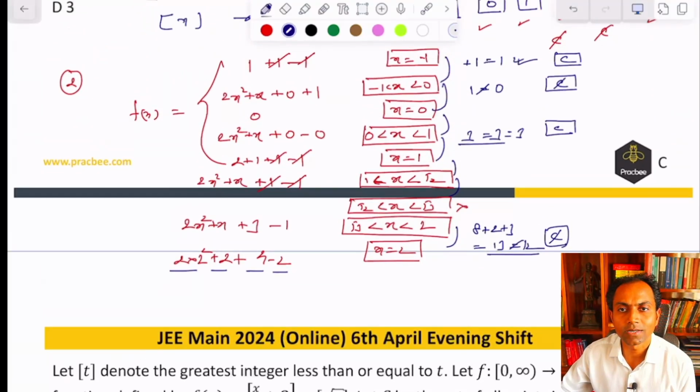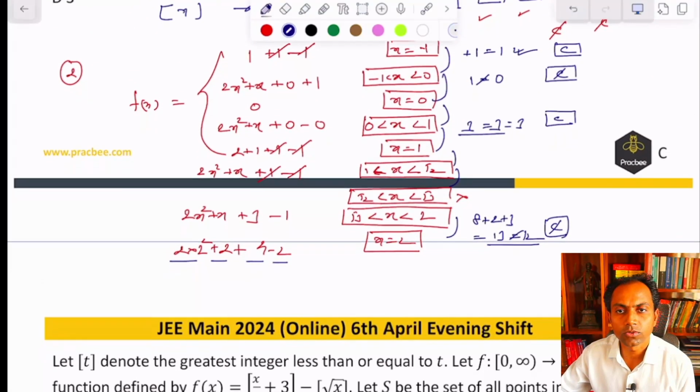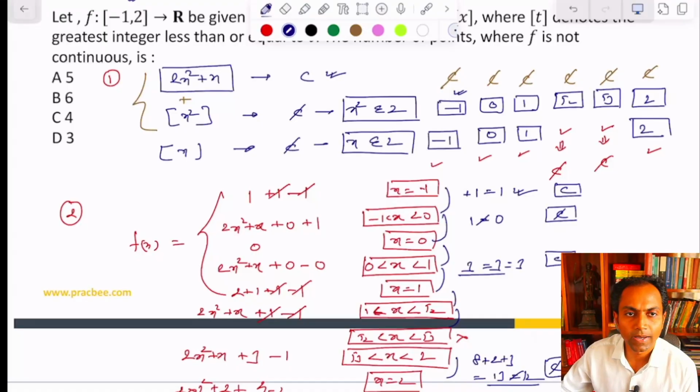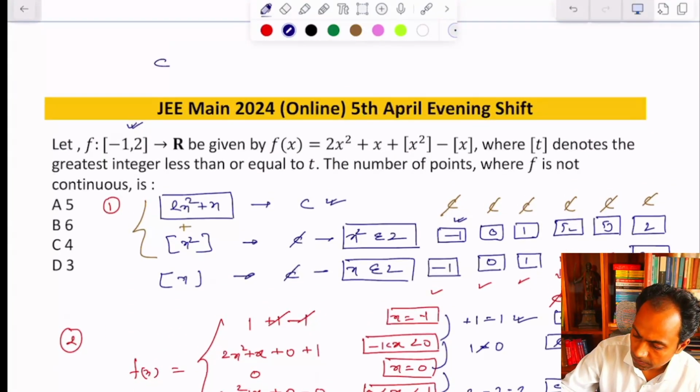So what we can understand now is, if I look into the total number of values, so at -1, so what are the points of discontinuity now?